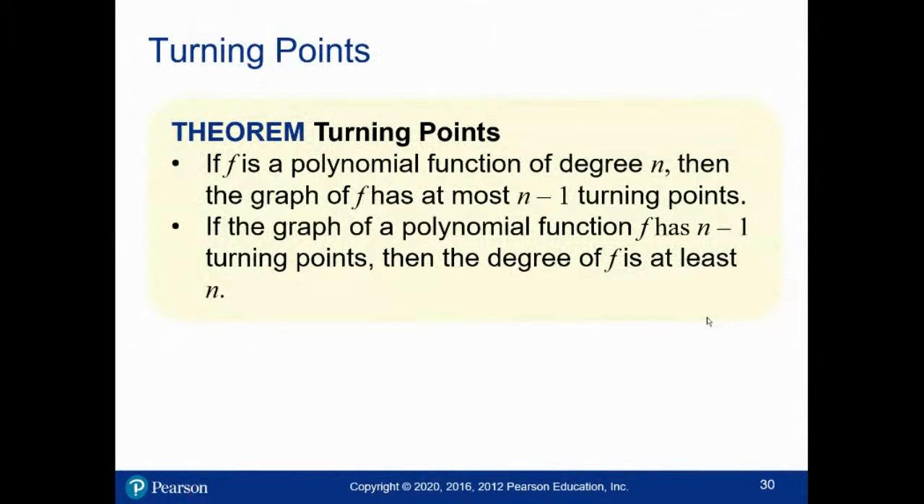So let's discuss what are called turning points. A turning point is where the graph goes from increasing to decreasing or from decreasing to increasing. These are called turning points. If a polynomial is of degree n, it can have at most one fewer turning points. Conversely, if you can find a certain amount of turning points and you know it's a polynomial, the polynomial has to have at least one larger degree.